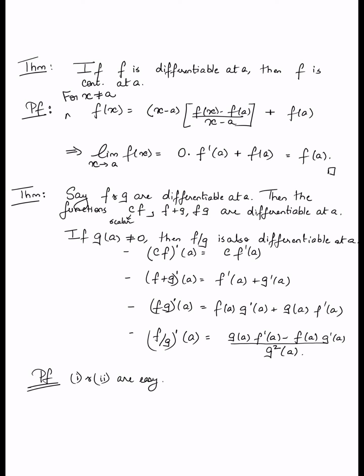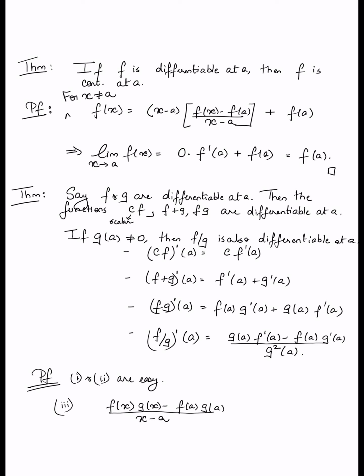So that's essentially left as an exercise for you. Let's look at the derivative of the product. To understand the derivative of the product, I basically have to look at the function f of x times g of x minus f of a times g of a upon x minus a. The limit of this as x tends to a is indeed the derivative of the product function f of x times g of x.